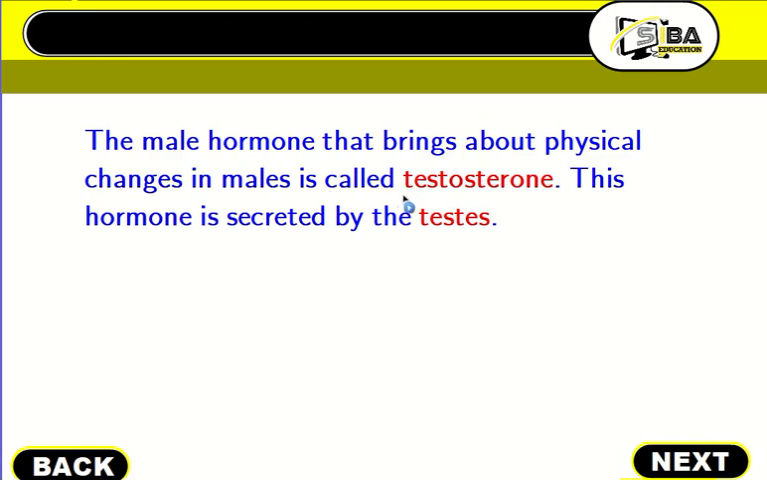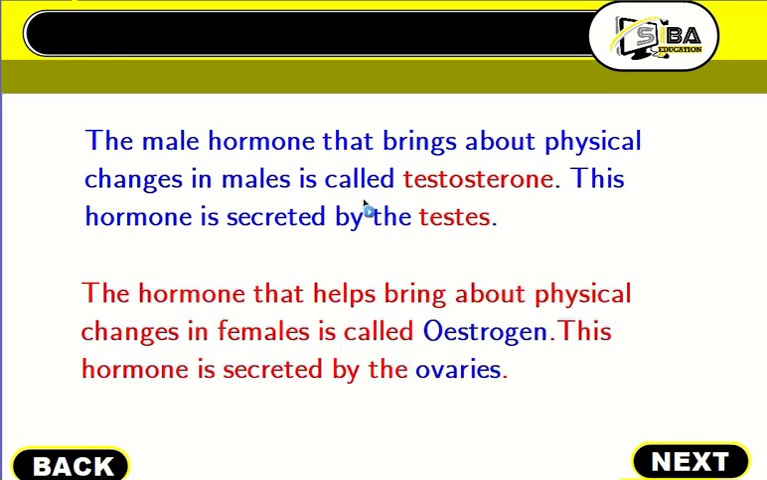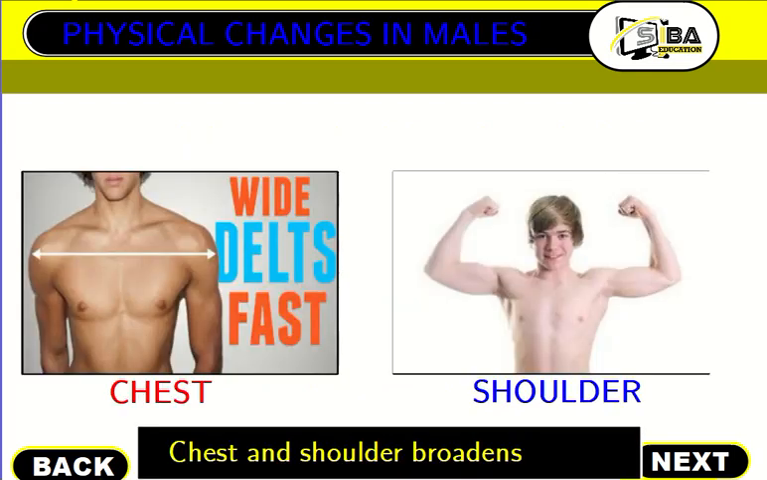The male hormone that brings about physical changes in the males is called testosterone. This hormone is secreted by the testes. Going forward, we will take a look at the testes for us to see. On the other hand, the hormone that also helps bring about physical changes in females is estrogen, and this estrogen is also secreted in the ovaries, or you can say eggs, the ovaries or eggs. So now let's look at changes in males.